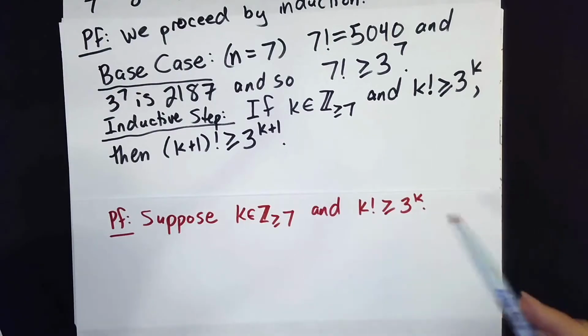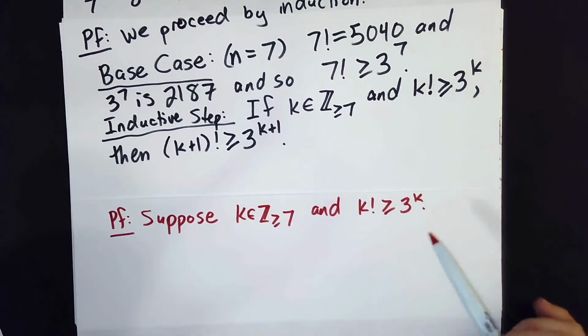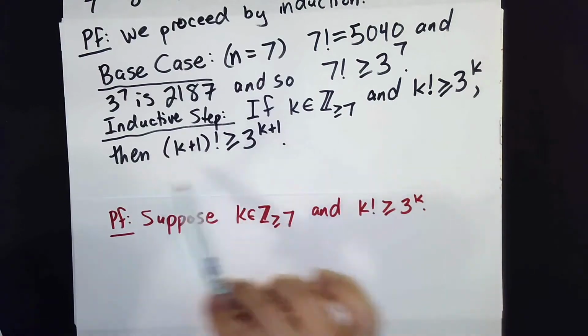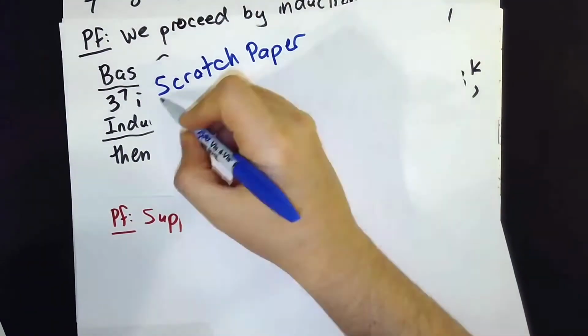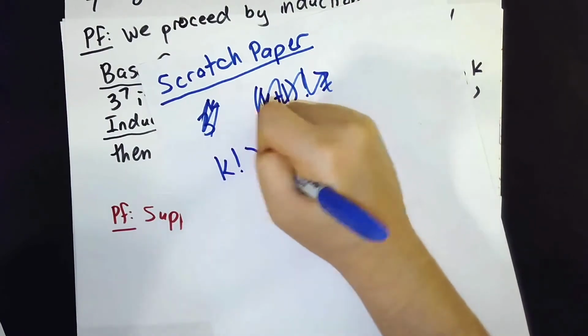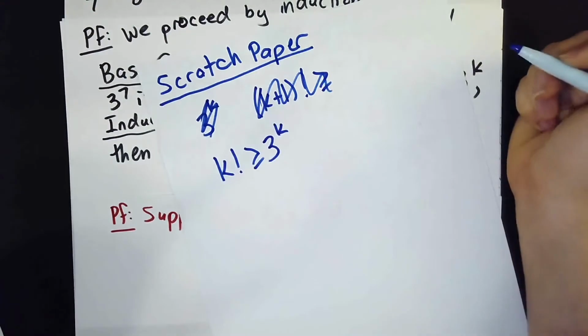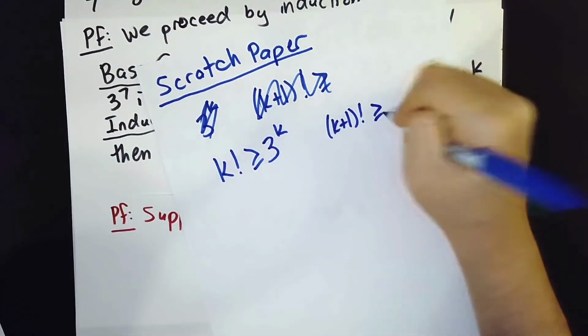So we start our proof as you would expect. Suppose k is an integer that's greater than or equal to 7, and k factorial is greater than or equal to 3 to the k. Now, how are we going to get from here to here? And this is where I think it is really helpful to pull out scratch paper. And so what we have is that k factorial is greater than or equal to 3 to the k. And what we want is that k plus 1 factorial is greater than or equal to 3 to the k plus 1.